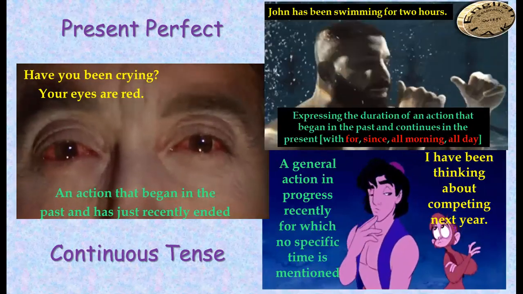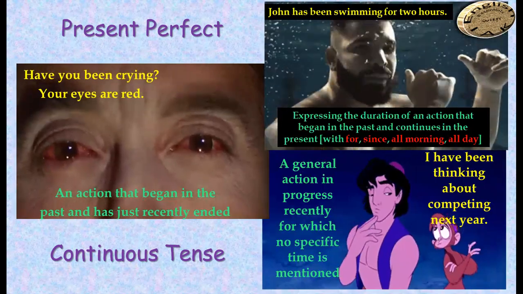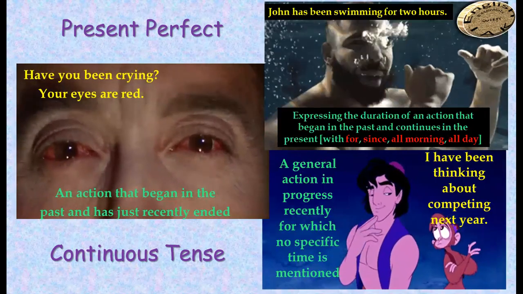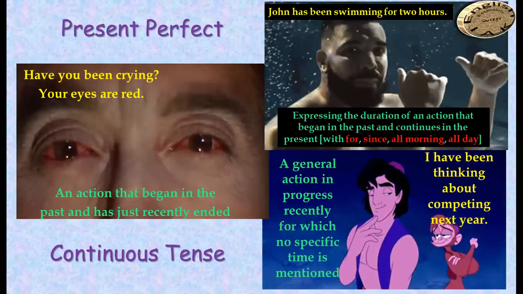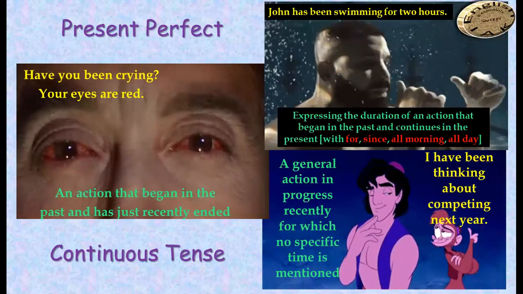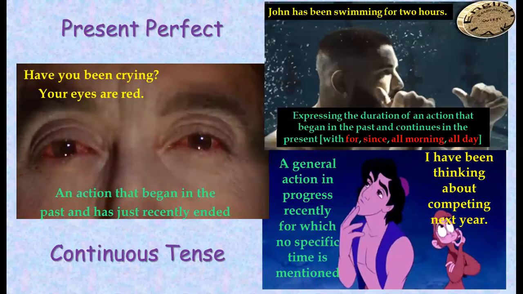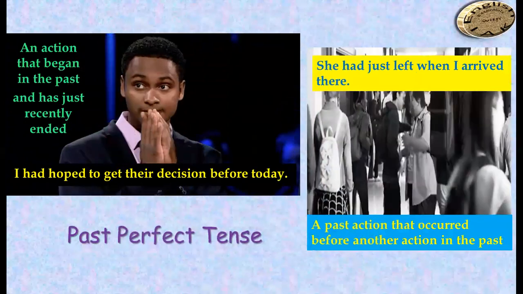Then we have a general action in progress recently for which no specific time is mentioned. For example, I've been thinking about competing next year. So that was present perfect continuous. Now we have past perfect tense.